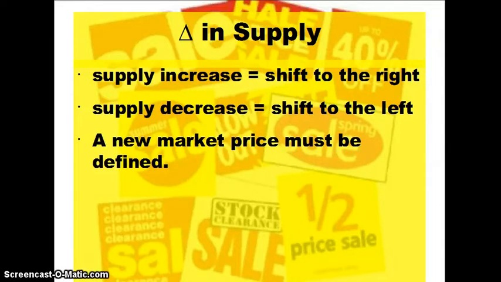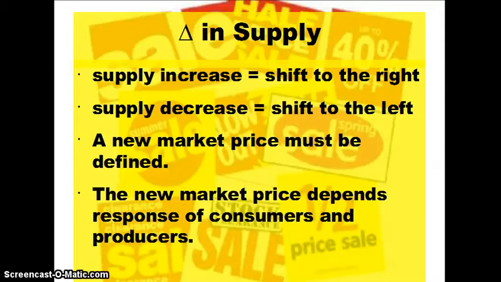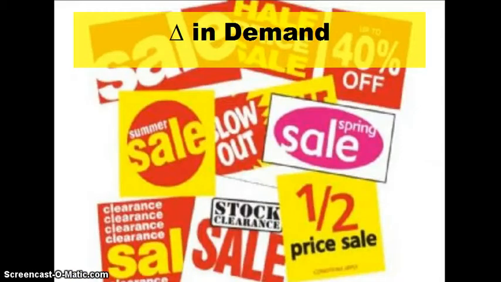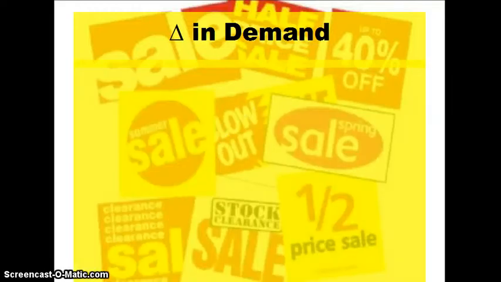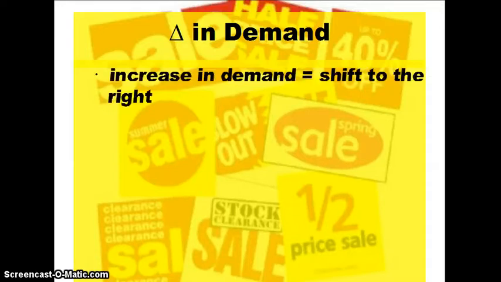When this happens, a new market price must be defined, and the new market price depends on the response of consumers and producers. So it depends on how they want to handle the situation as to where the market price ends up being. Okay, and then the change in demand, which is also a shift in the demand curve, can cause a new equilibrium price. And a shift in the demand curve, remember, can happen because of advertising, demographics, population, income increase. All those things can cause the demand curve to shift.